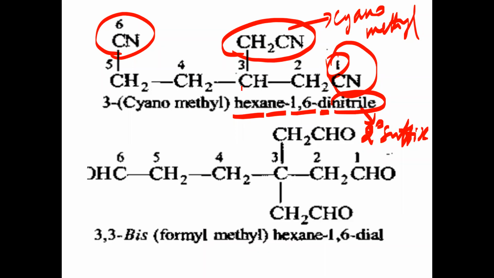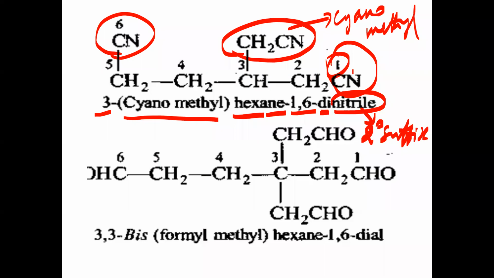at the third carbon, what is there? A cyanomethyl group is attached to the third carbon. So we have to say 3-cyanomethyl hexane 1,6-dinitrile. So it is the name of this compound.